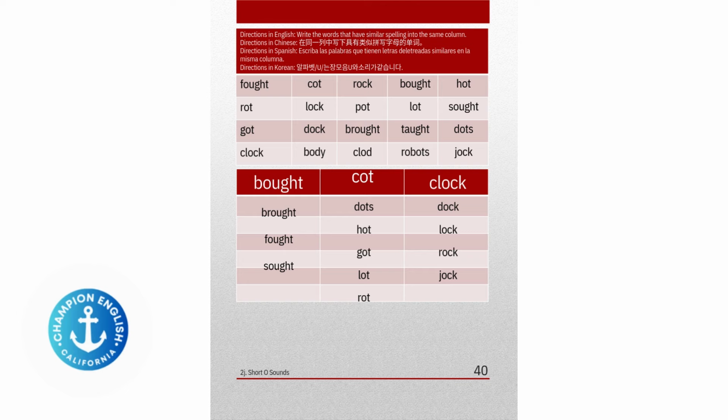Rot and pot. That rock should not be there. Under clock, we have dock, lock, rock, and jock. Good job, students.